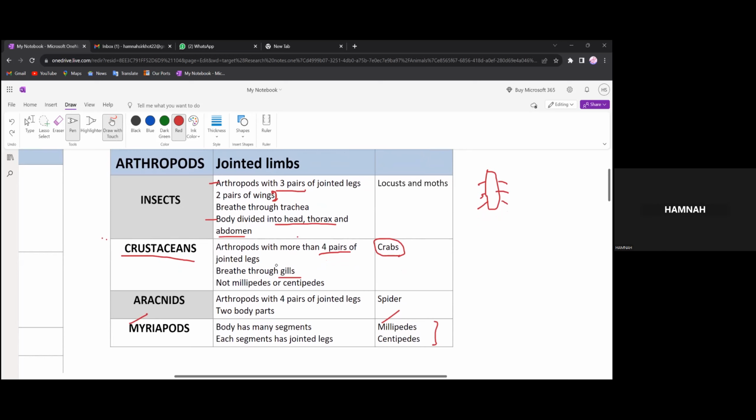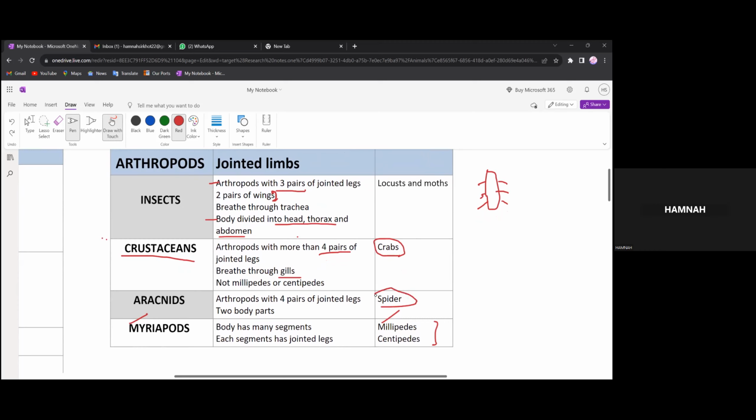They're crabs. Arachnids. Can you tell me about arachnids? Yeah. They have four pairs of jointed legs, and the body is in two parts. Okay, what's the most common arachnid?